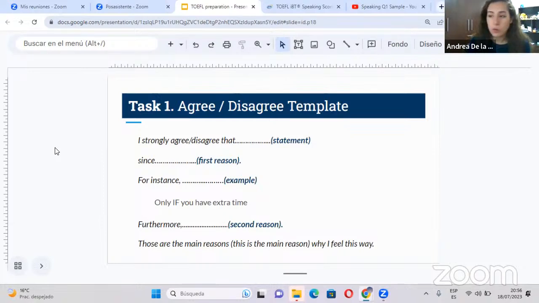So no questions, really? Is everything clear? No comments, questions?